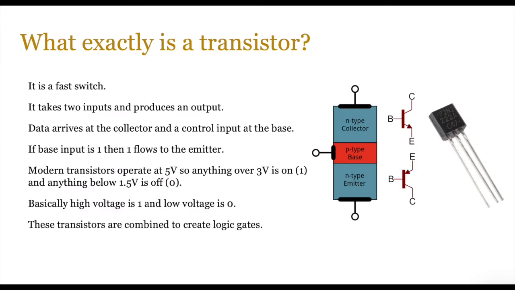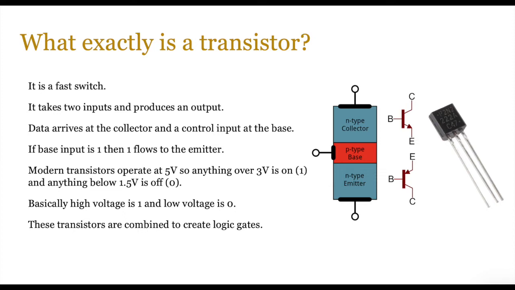Now let's look at what exactly is a transistor. Now we already talked about that it's basically a fast switch, and computers store and process binary numbers which are represented in computers as electrical signals. So a high voltage represents 1, whereas a low voltage normally represents 0. And in practice, modern circuits work on around 5 volts. So anything over 3 volts is counted as on, while anything below 1.5 volts means off.